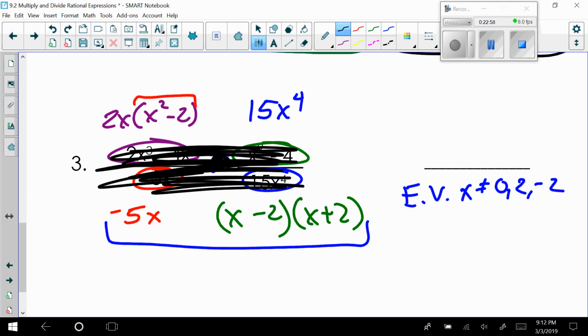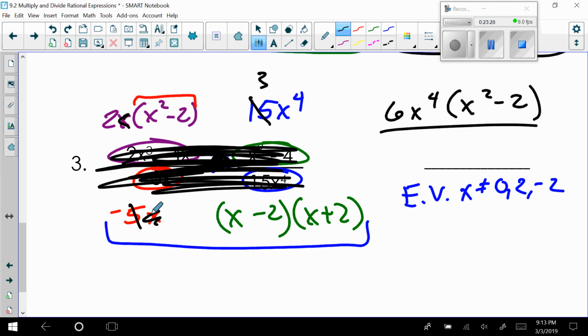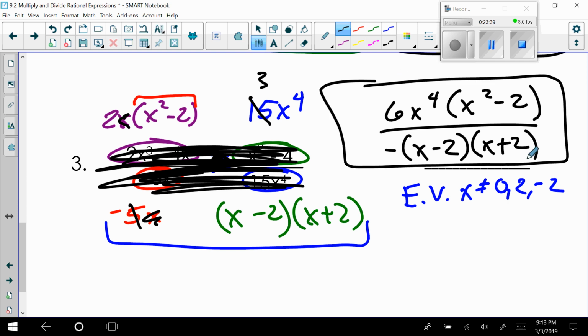Here, when I'm looking at it, let's see. This negative 5, so this 5 will cancel with this 15, makes it a 3. This x will go with this x. Can I take this x minus 2 and this one? Well, no, this one's got a square. So I'm kind of stuck. Well, be careful now. This is a 2 times this 3 would make a 6. X to the 4th is out here with it. X squared minus 2 up top divided by what's on the bottom. I'd have that negative sign out front, x minus 2, and x plus 2. And just not a whole lot canceled here. So I'm stuck with all of it. Don't forget my parentheses there at the end.